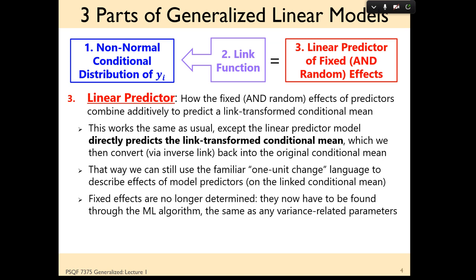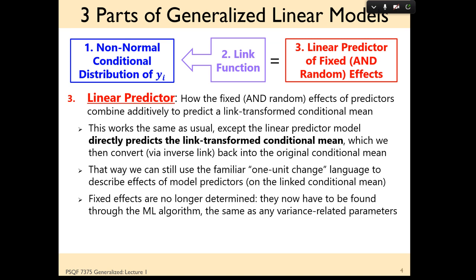So in general linear models, there's this thing called x transpose x inverse x transpose y. That's the matrix version that says what the slopes should be no matter what. There's no analog to that in these models. So the estimates for the intercepts and the slopes for the fixed effects have to get found iteratively, the same way as any sort of variance-related parameter.